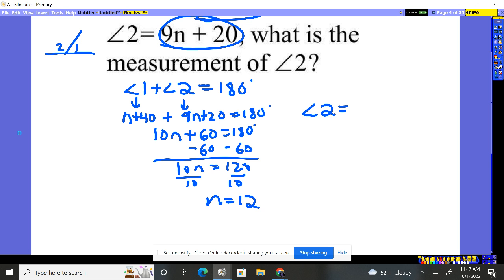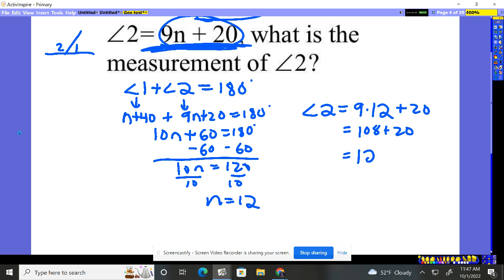We know angle 2 is equal to 9 times whatever n is, which we just found to be 12, plus 20 more. That's what it tells us right here. So I just do the math here. That's what, 108 plus 20. So angle 2 is 128 degrees.